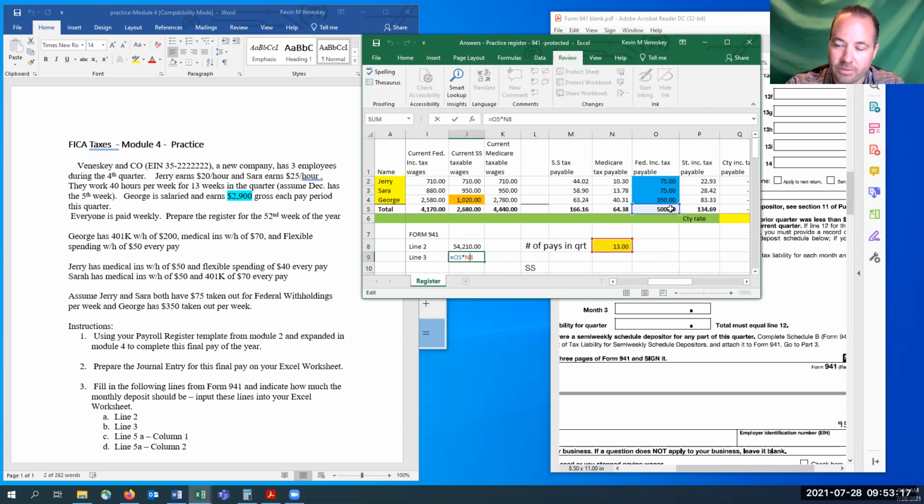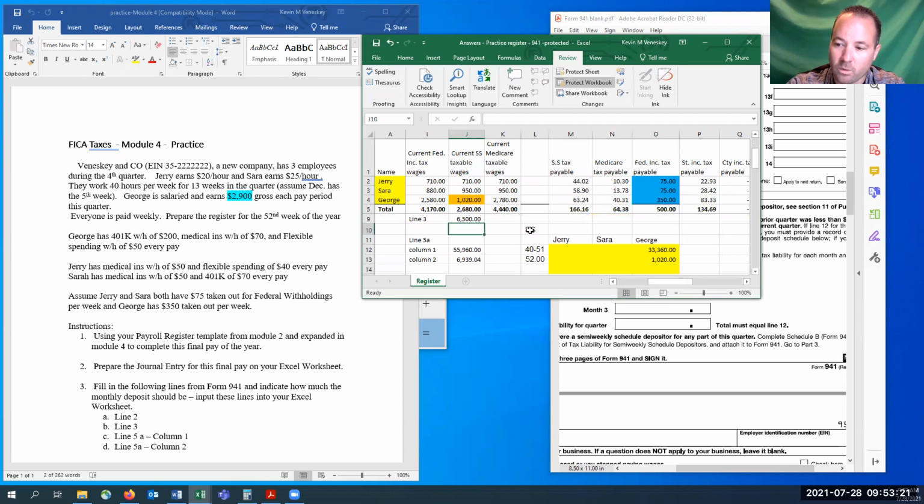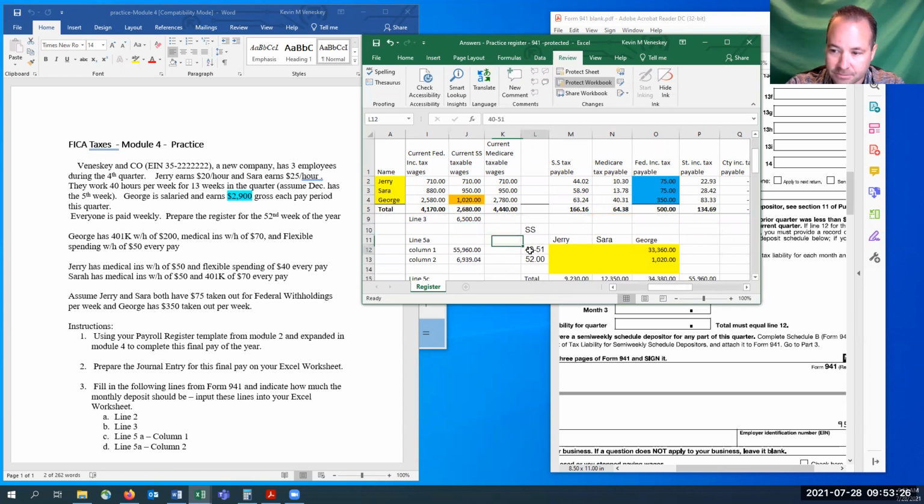Taking the 500 from the federal income tax times 13. Now, where your item is going to have to change a little bit is on this one, we only need two. Instead of on our template, we had 3. We had 40 through 48 and then 49 separate because that's when the cap was hit. Well, this one, the cap's hit at the very, very end.